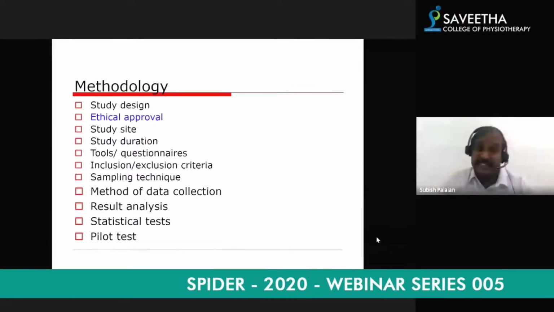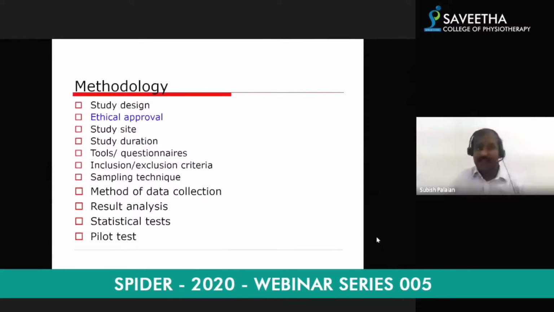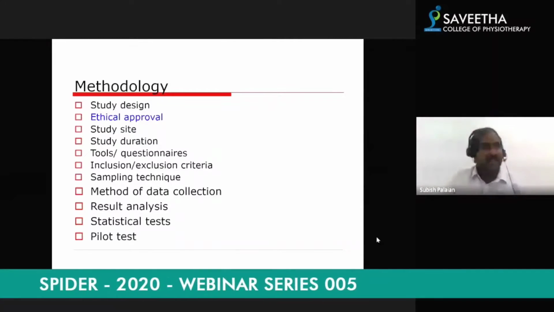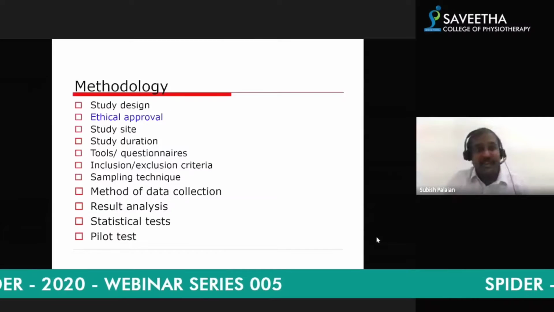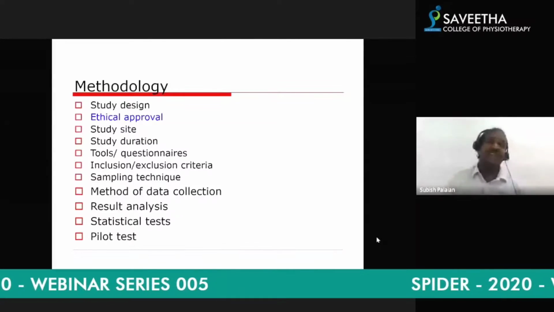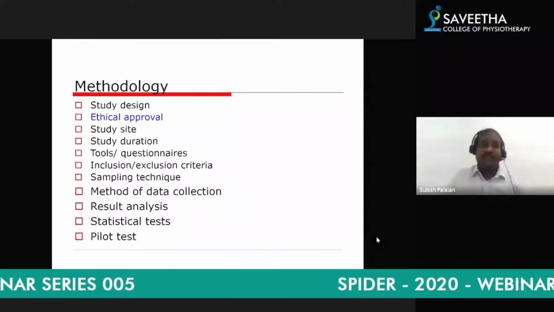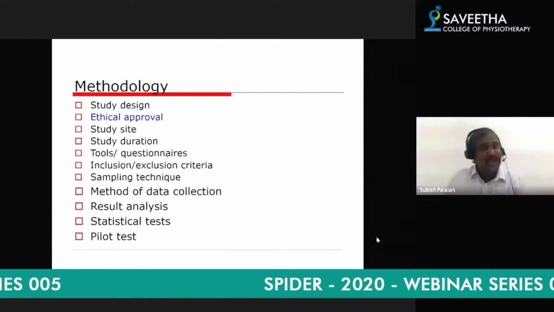One is the study design. Is your study a cross-sectional study? Is your study a descriptive study? Is your study a randomized control trial? Is your study a simulator client study? Whatever study design you have used, you have to mention.